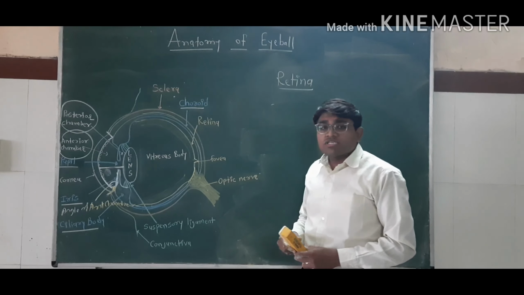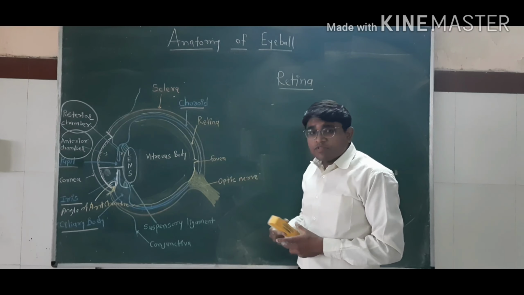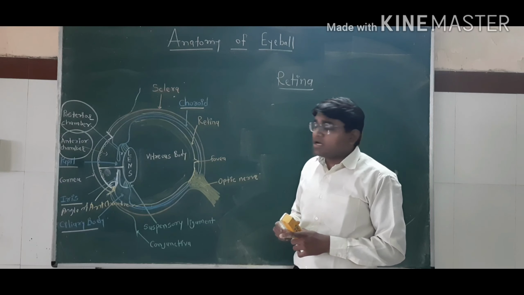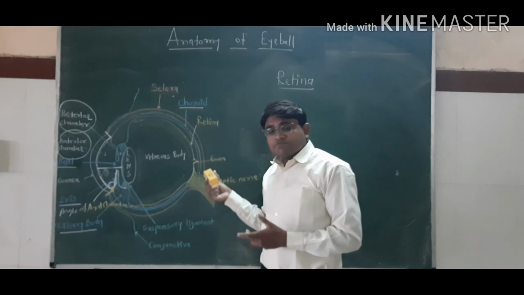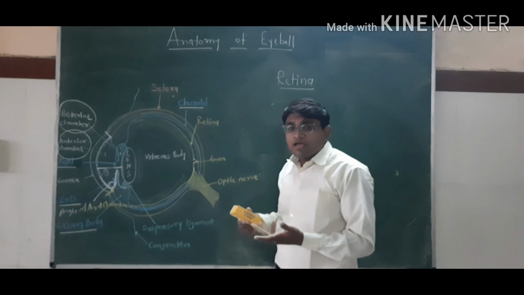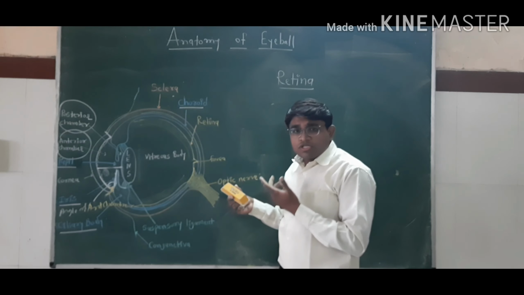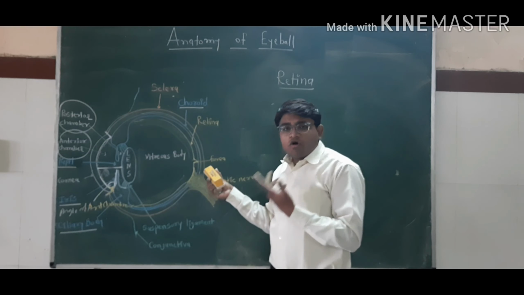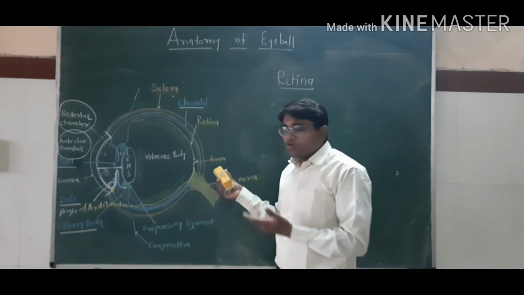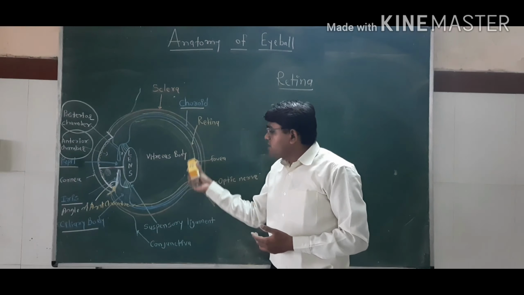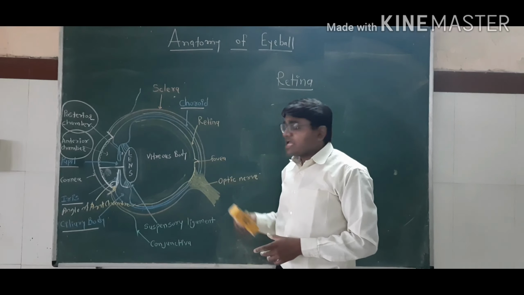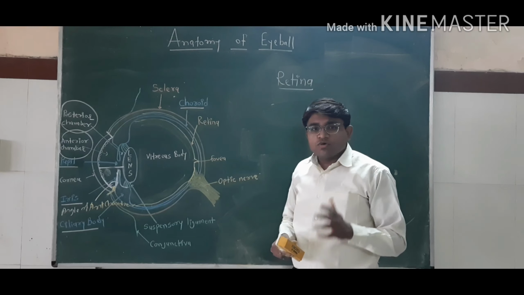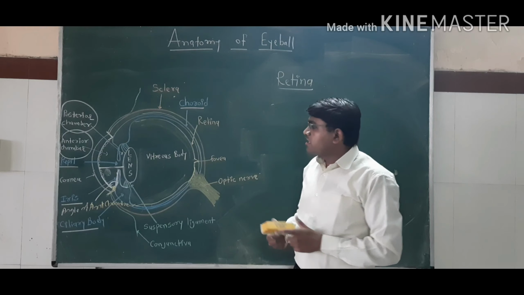Then the rods have a special type of pigment which is known as the visual purple, and due to this pigment they are sensitive to the dim light. Means due to the rods we can see in the dim light. The rods are present in this peripheral area, but they are not present in the macula lutea. Okay.